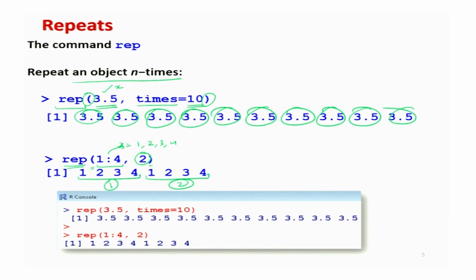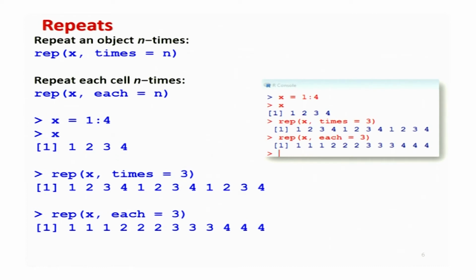So you can see that this rep command can be used for a scalar like 3.5 and a vector like 1, 2, 3, 4, and this is the screenshot. Now after this I will illustrate what the difference in outcome is when we use the option times and each.